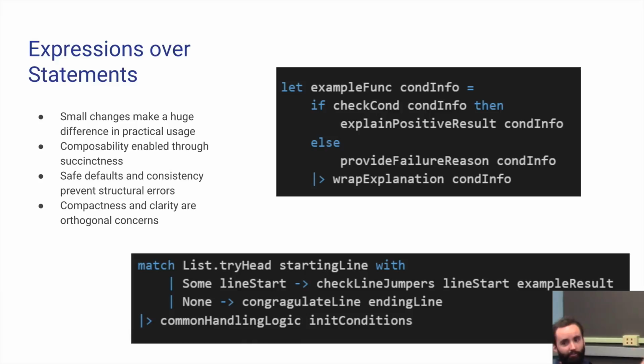Explain positive result is another function. It takes one argument, cond info, which then returns something, I don't care what. But that type is the same between explain positive result and provide failure reason, which goes into the second argument of wrap explanation. So wrap explanation, it always goes just like at the end? Yeah, exactly. It's the last argument. So it's like the exact opposite of some of the other ones that put it right at the beginning. Yes. So it sort of flips all that around.